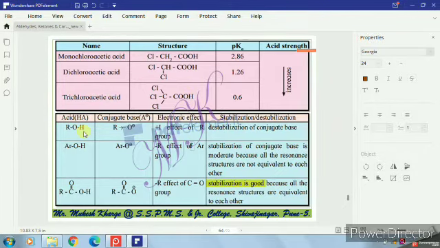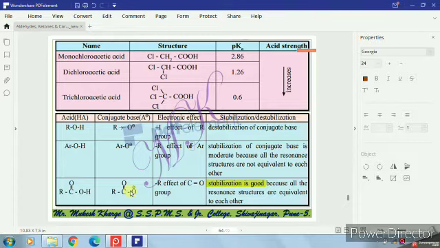Then next, if you observe different compounds: alcohol, then phenol and carboxylic acid. If you remove the hydrogen from each of these compounds, what do we get? Alcohol gives its conjugate base as RO minus, the alkoxide ion. Then phenol gives the phenoxide ion and carboxylic acid gives the carboxylate ion.